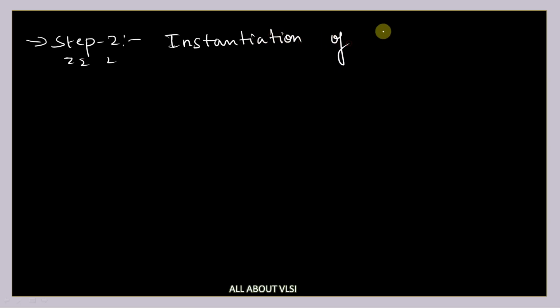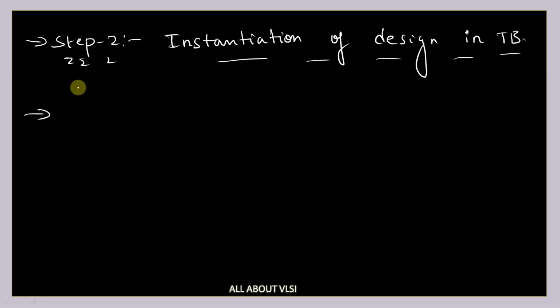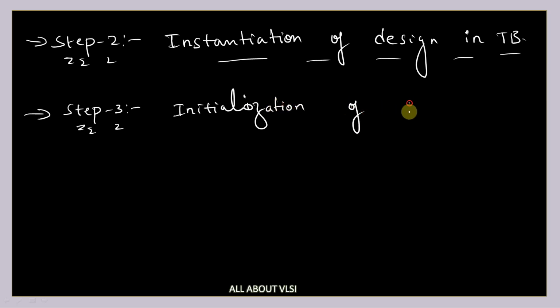And coming to step 2, what is your step 2? Step 2 is instantiation of your design in the test bench. You can follow connection by name or connection by order, anything you can follow. And coming to step 3, step 3 is initialization of inputs. We should initialize our inputs.